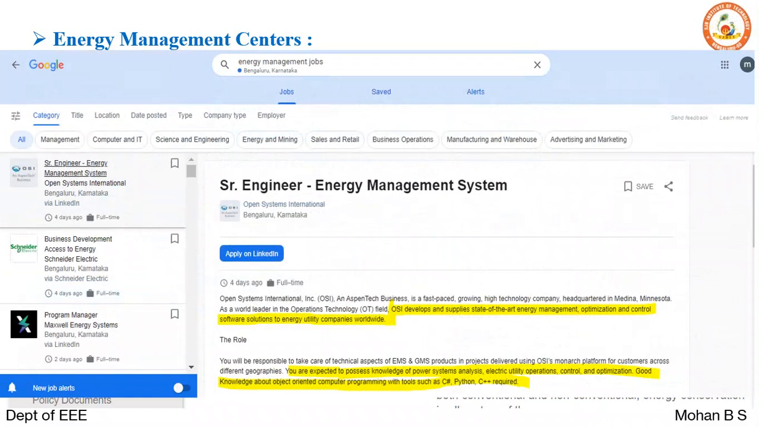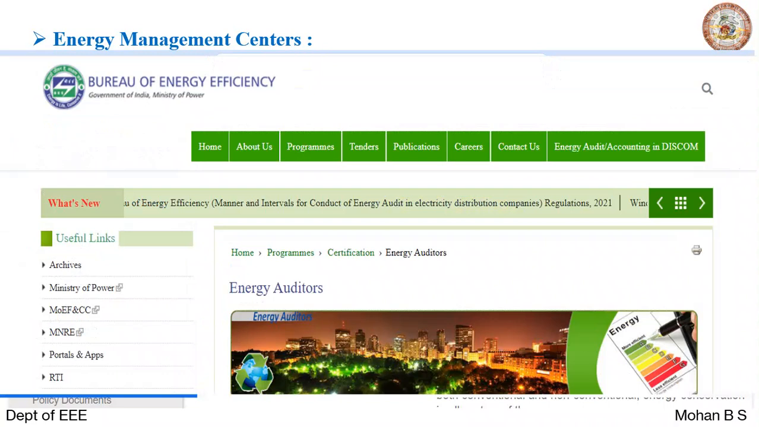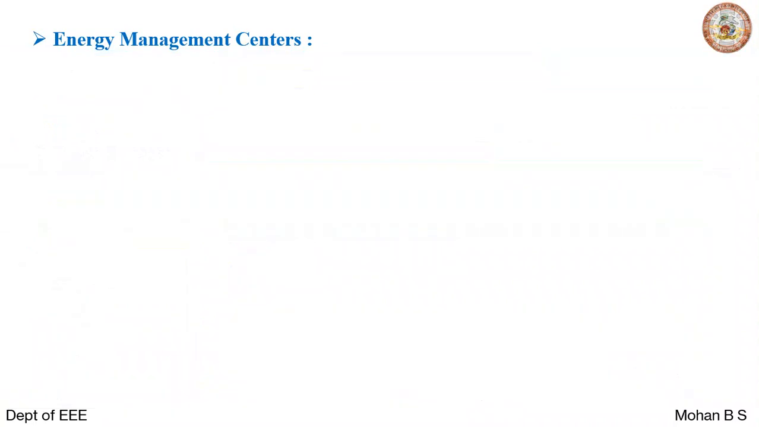All that you need to do is study some programming language with respect to either C#, Python, C++. You can also take up a job or career with respect to energy efficiency as energy auditors.